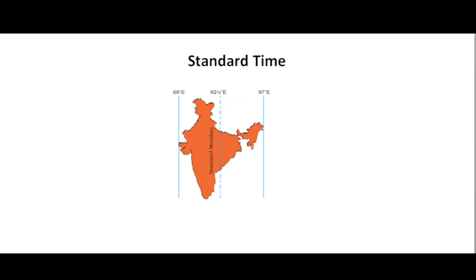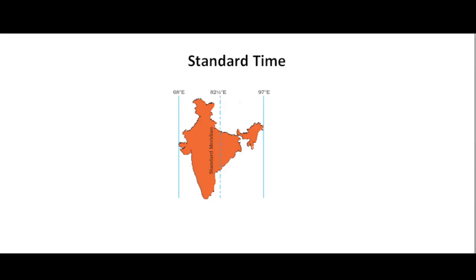It is therefore necessary to adopt the local time of some central meridian of a country as a standard time for the country. In India, the longitude of 82 degrees 30 minutes east is treated as the standard meridian. The local time at this meridian is taken as the standard time for the whole country. It is known as the Indian Standard Time, that is, the IST.